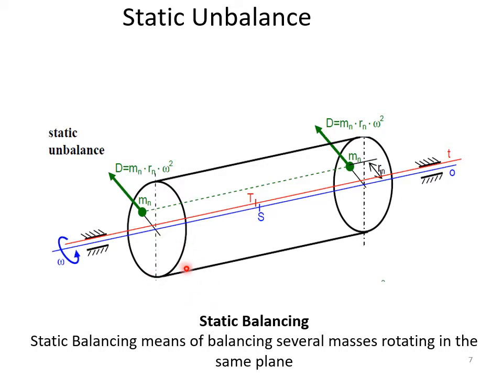Let us say that we want to do a static balancing. So we understand what is static unbalance. The meaning of static unbalance is that the axis of rotation, which is shown by the blue colored line in this figure, is eccentric to the center of gravity line. If you see the red colored line, which is the center of gravity, if there is an eccentricity between the center of gravity and the axis of rotation, we say that it is a static unbalance. The two lines have to be parallel. So static unbalance means balancing of several masses rotating in the same plane. That is the meaning of static unbalance, given that all the masses are in the same plane.